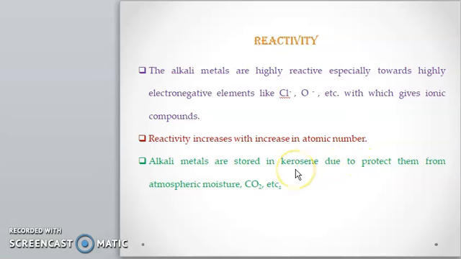Then their reactivity increases with increase in atomic number. When we go from top to bottom, their atomic numbers increase, and it means their reactivity also increases. So that's why one important example is that alkali metals are stored in kerosene. Why? Because atmospheric CO2 or O2 reacts with the alkali metals and forms other compounds. So that's why these metals are stored in kerosene. You have seen in your laboratory that sodium metal, Na, is stored in kerosene.